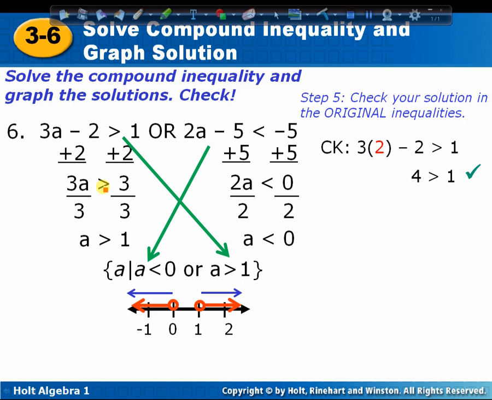Then I'm going to check with the -1 from this side, but I have to check with the inequality that gave me the 0, so I have to check with this one over here. You have to be careful with your checks for your OR. We have 2 times -1 minus 5 is less than -5, which gives me -7 is less than -5, and that's a true statement. Make sure you have the solve, set, graph, and check written for this one before you move on.